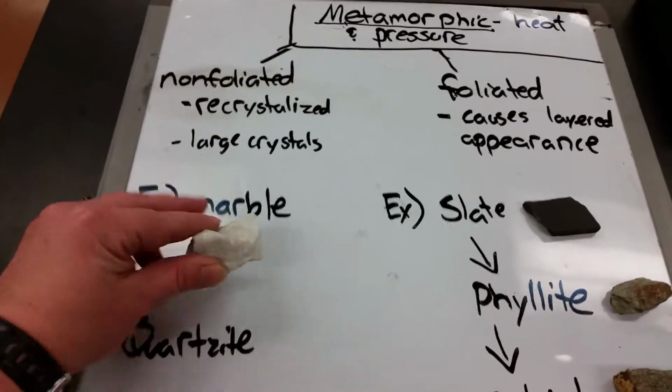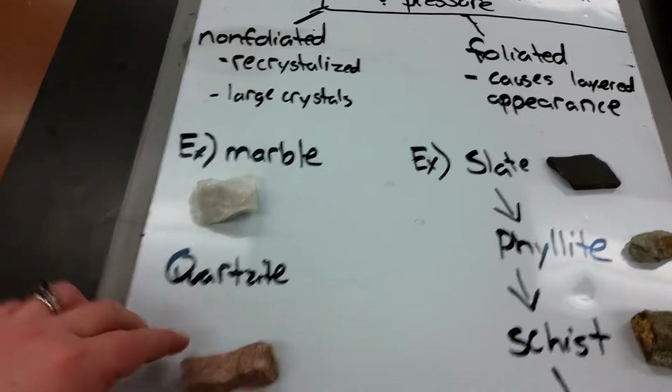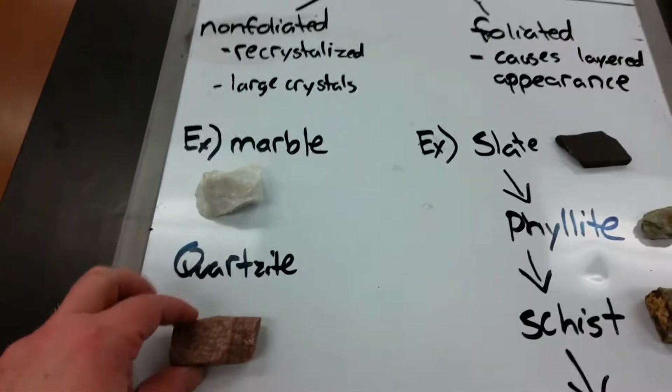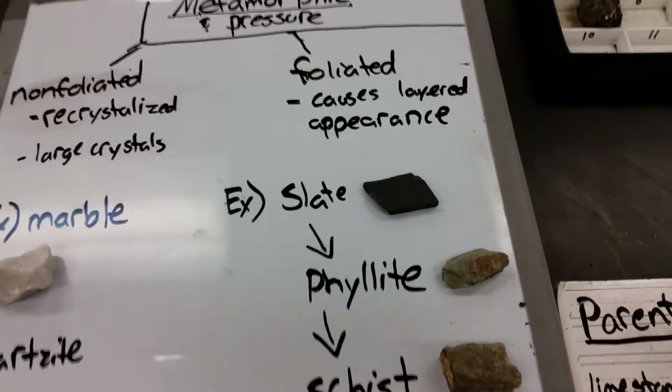So now if we look, we've got marble, and marble has nice chunky crystals. It looks very pretty. Quartzite has been rearranged, and it's got some pretty chunky crystals. But you notice there aren't any layers to either of those. Our foliated side kind of gives us a layered appearance.